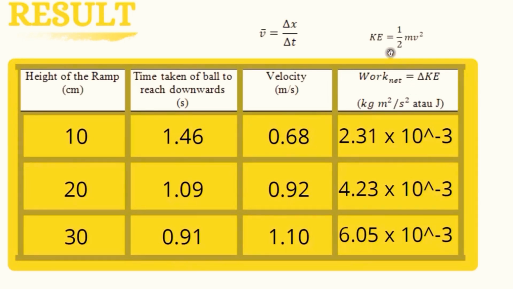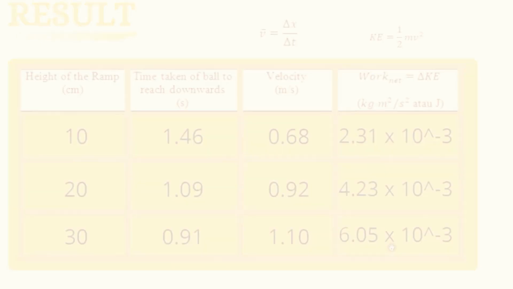In the Work-Energy Theorem, net work is defined to be translational kinetic energy, the translational kinetic energy of a mass moving at a speed. So we use this equation to find net work. For height of 10 cm, we got 2.31 times 10 to the power of negative 3. For h of 20 cm, we got 4.23 times 10 to the power of negative 3. For h of 30 cm, we got 6.05 times 10 to the power of negative 3.